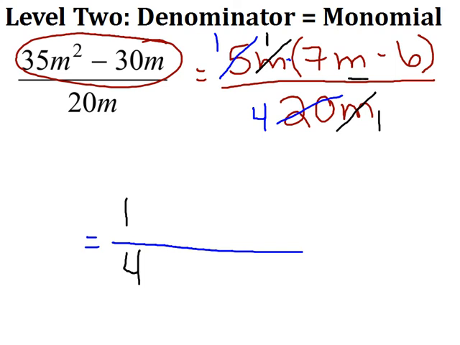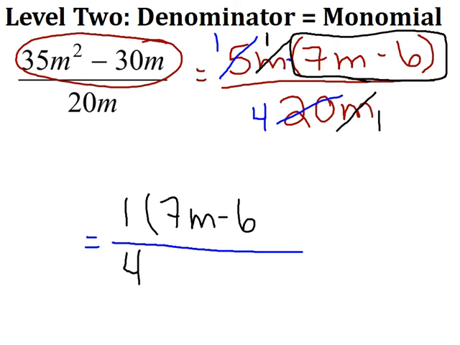So now we still have this factor, because remember factors are in parentheses, typically. 7m minus 6, so that is still in my numerator. I do not have a 7m minus 6 in my denominator, so I can't simplify that out. So as of now, everything is as reduced as it can be, so we can clean this up and make it look a little bit nicer. 7m minus 6 divided by 4.